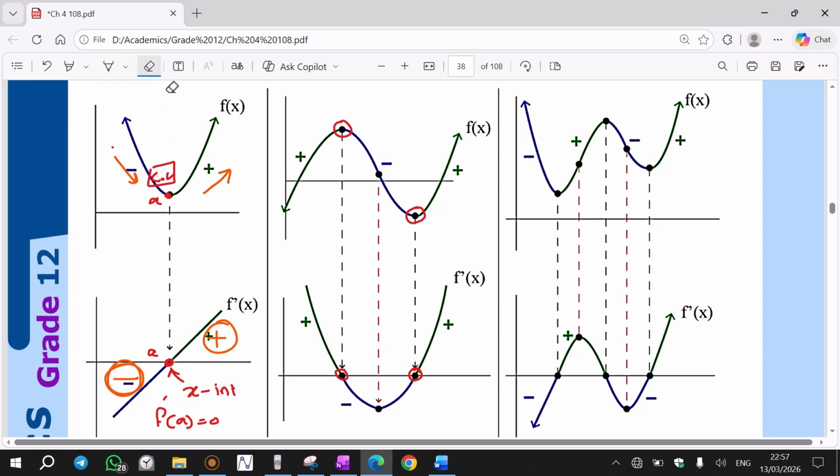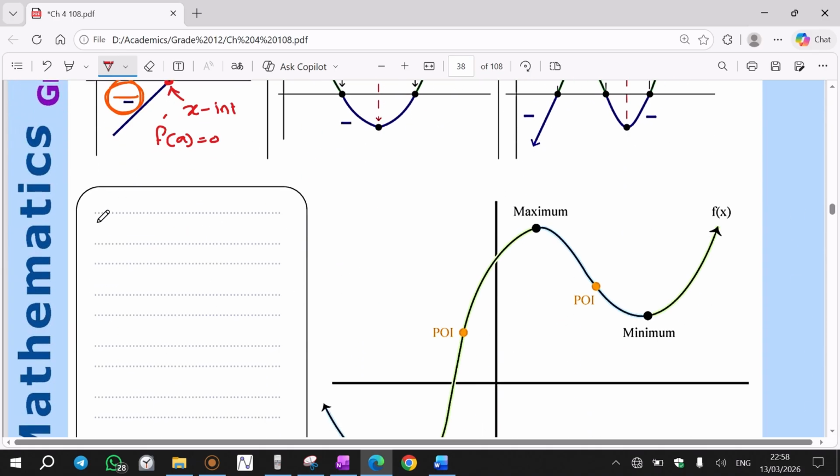Now for the second graph, this time I don't look at positive, negative on F prime. This time I look at increase, decrease on F prime. And we had 3 pieces of information. And I said in these 3 pieces of information, if you see any of them, you can write the other 2. If F prime is increasing, that means F double prime is positive, which makes F concave. And if F prime is decreasing, that makes F double prime negative, which means F is convex.